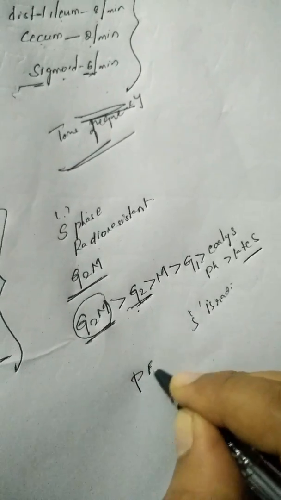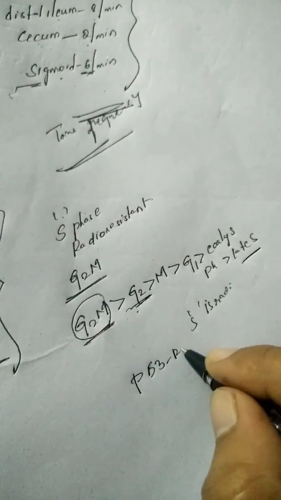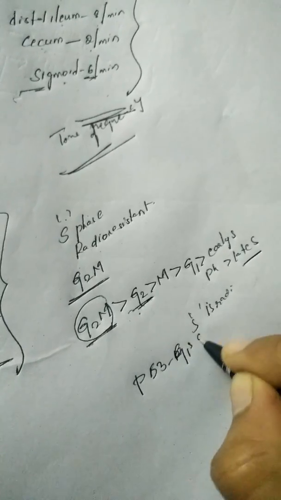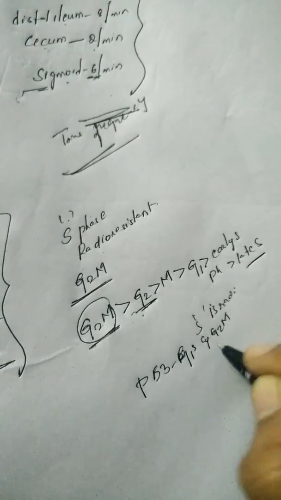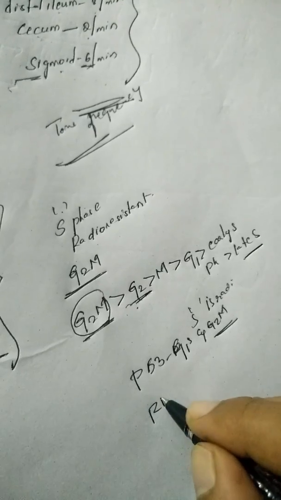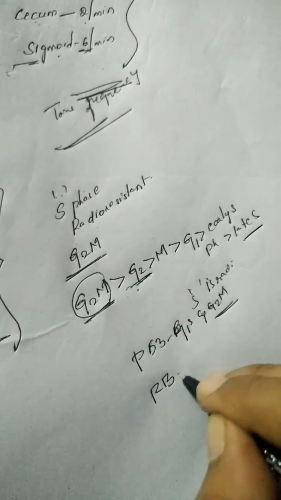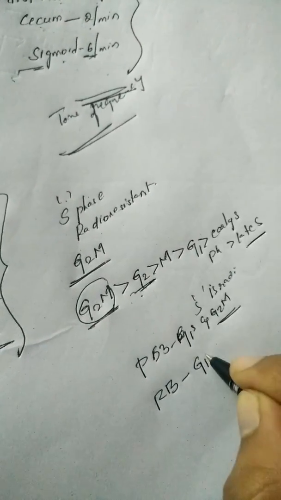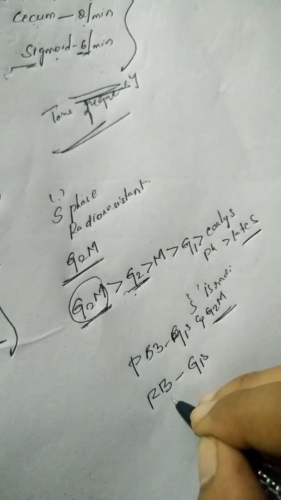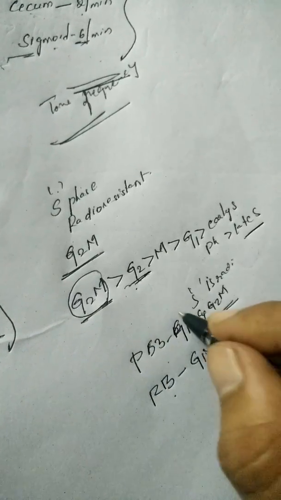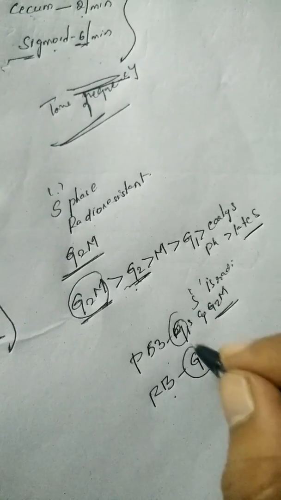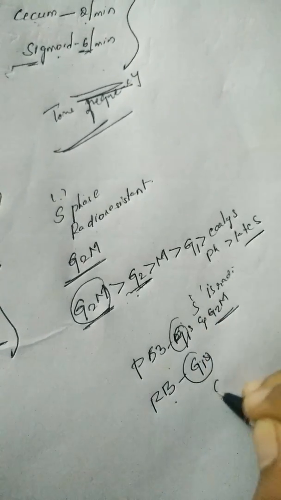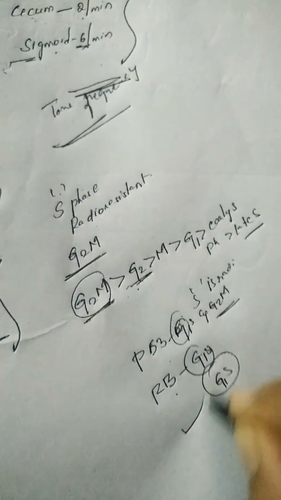Where does P53 act? It acts both on G1S and G2M but predominantly on G2M. Where does RB act? It predominantly acts on G1S. So P53 and RB gene, which are the most important genes, both act on G1S. So G1S is the most important checkpoint.